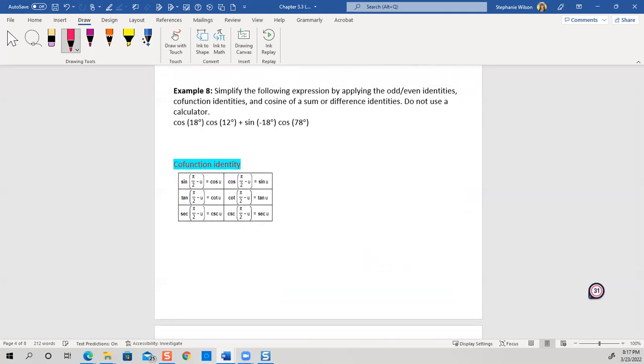Okay. So now let's simplify the following expression by applying the odd and even identities and co-functions. If you notice that sine is odd, so that means this negative needs to come out here, and that causes it to become a negative there as well. And let's just rewrite it. Also notice that we have some things that are not exact here. We have a beta of 12 degrees here.